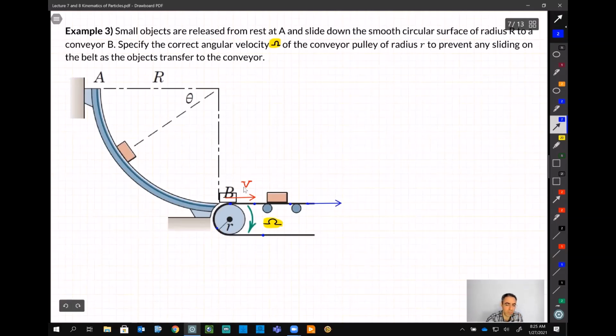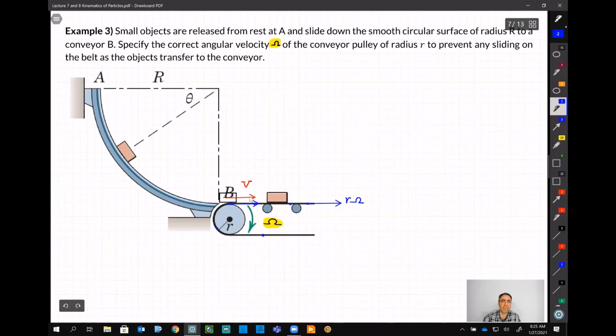any dot on this belt has the same speed as this point. And what is the speed of that point? Well, it's a circular motion. It is r multiplied by omega. All right, so we know the speed of this point, this blue point. We know the speed of these, let's say this box V.